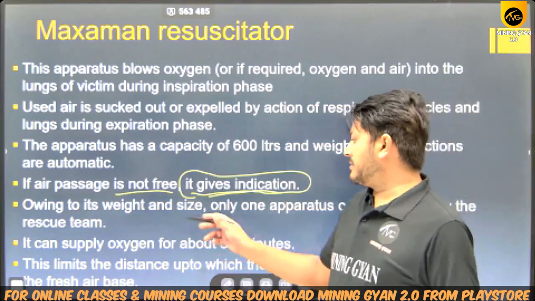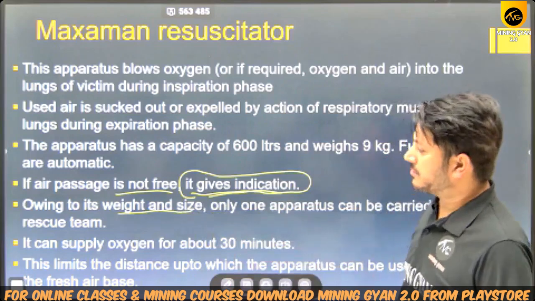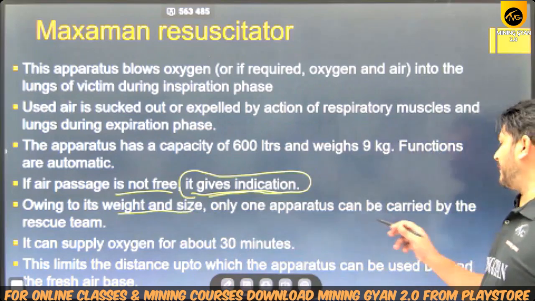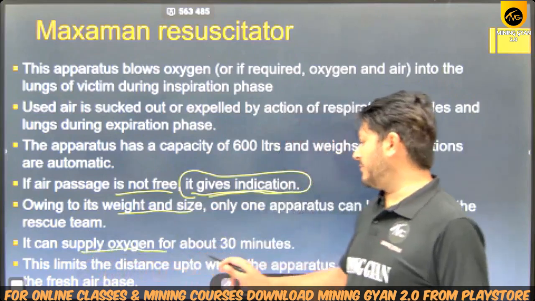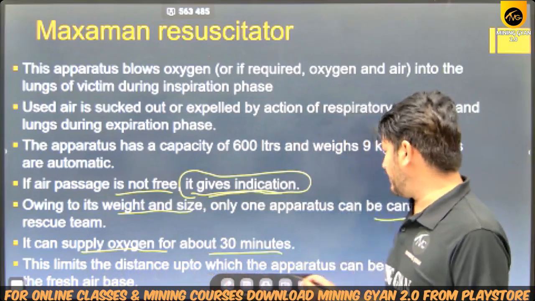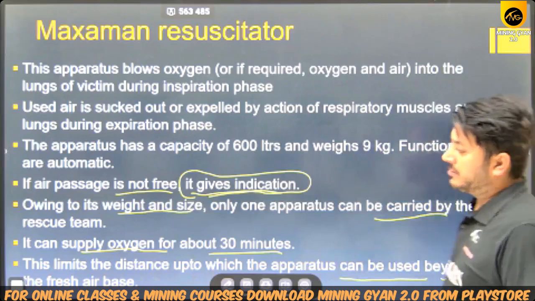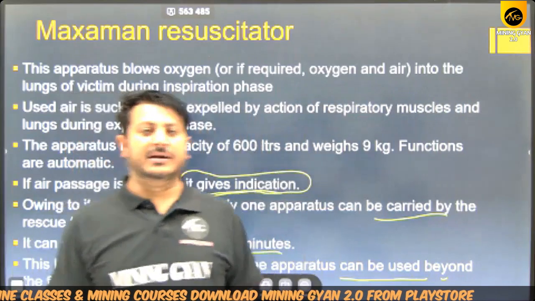Now, its weight and size are so big that only one apparatus can be carried by the rescue team. It can supply oxygen for about 30 minutes. This limits the distance up to which the apparatus can be used beyond the fresh air base. Okay, it can only be used for 30 minutes.